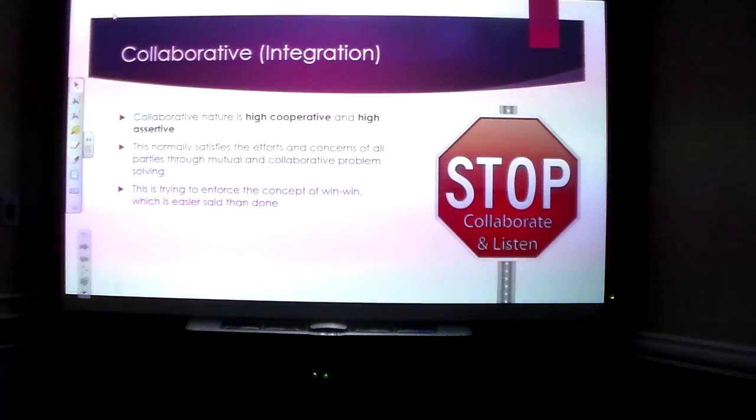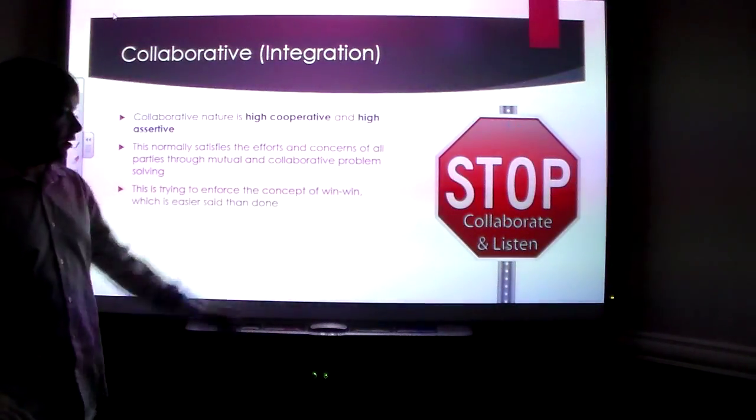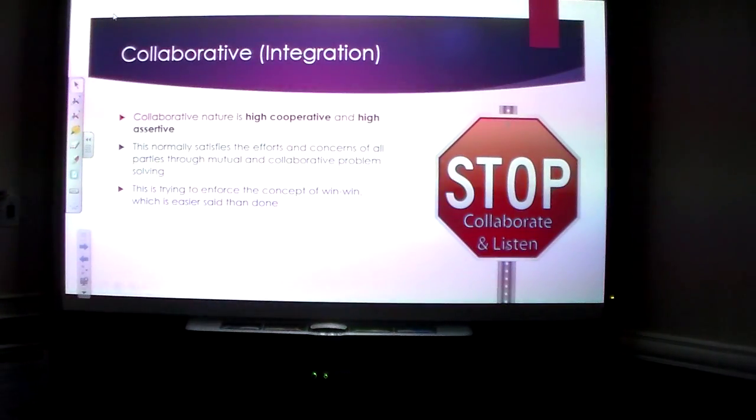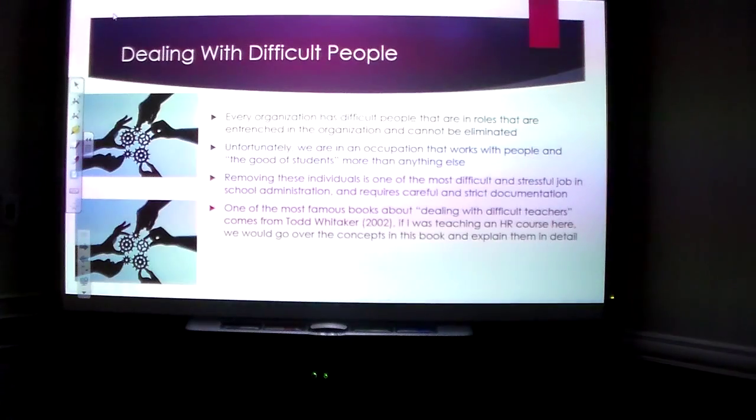So collaborative is high cooperative and high assertive. The best way to explain this is really the concept of win-win. And of course, we have to stop, collaborate, and listen when that occurs. We want to try to satisfy the efforts and concerns of all, really, and make sure that everybody leaves happy and with a smile on their face. Once again, much easier said than done.